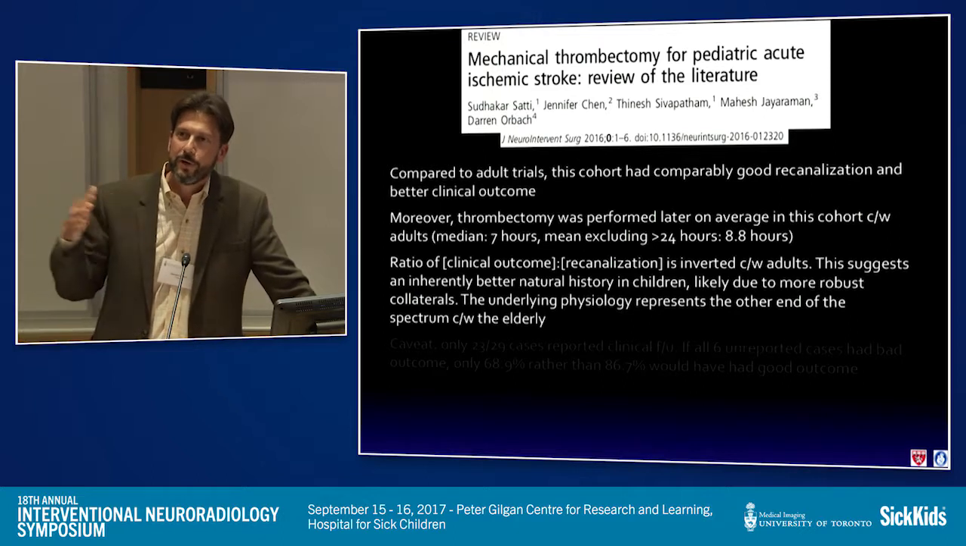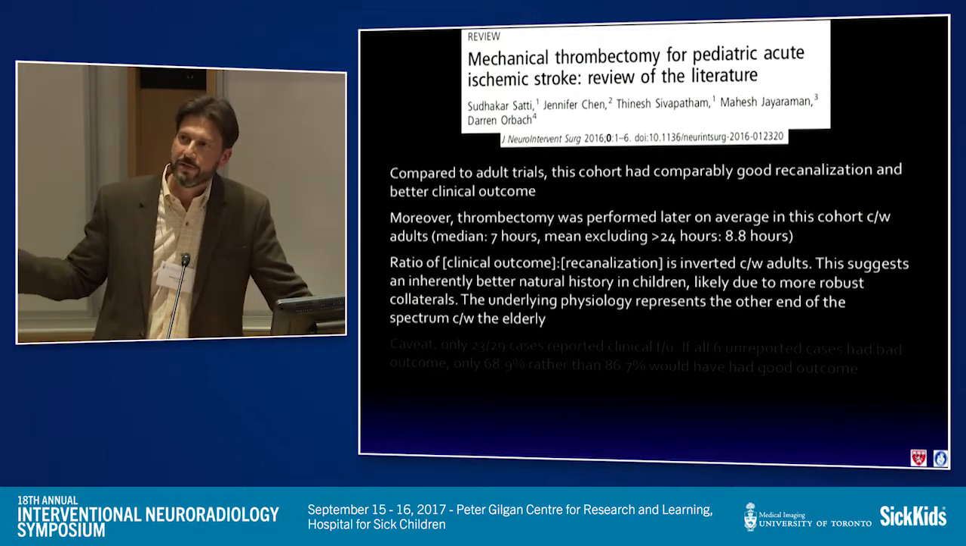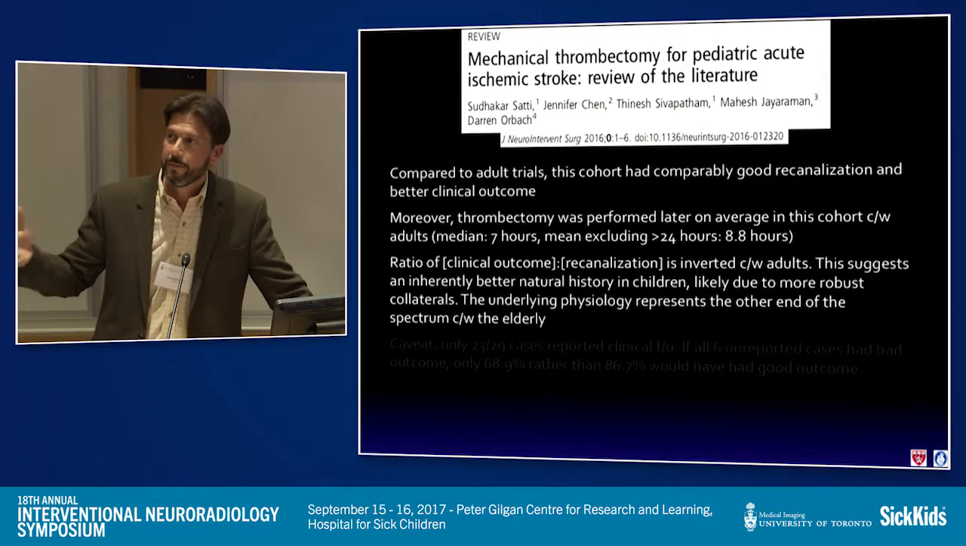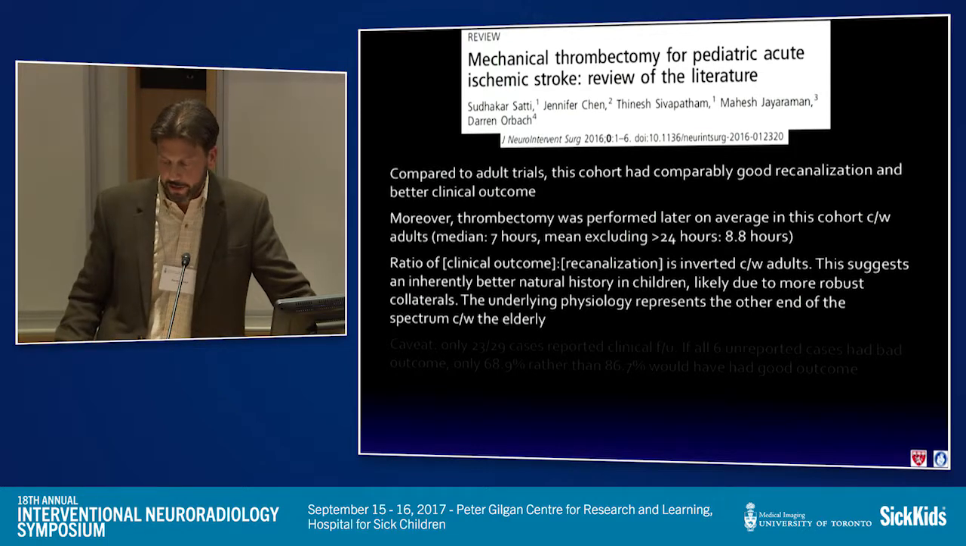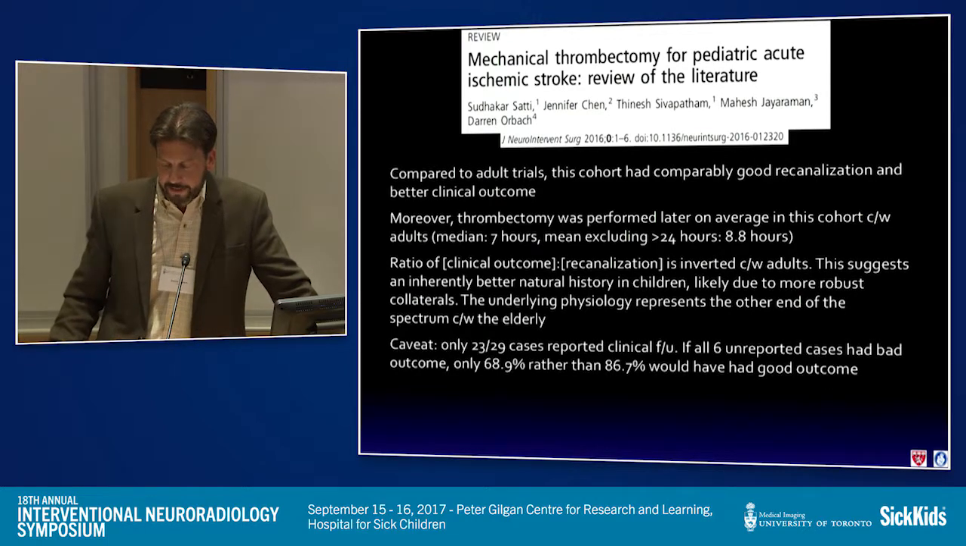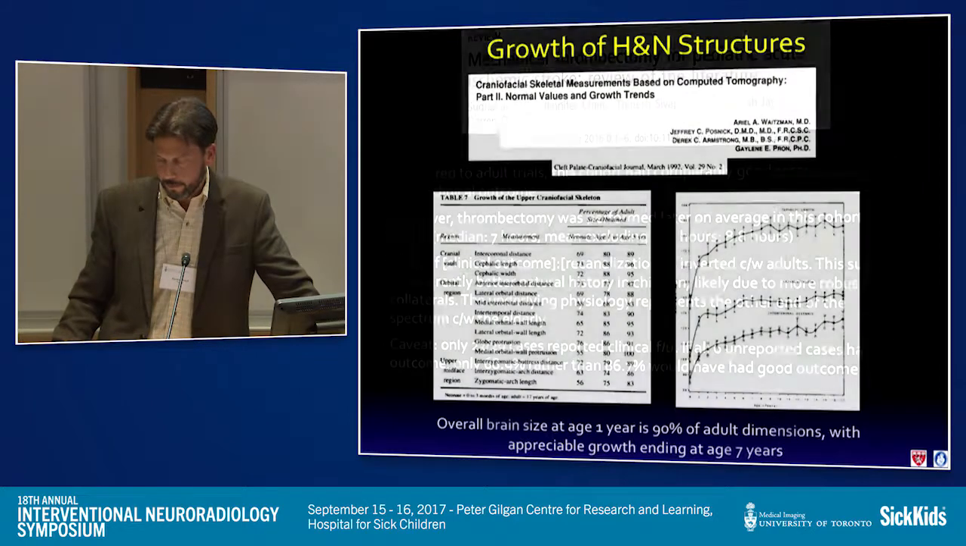I would argue it's the mirror image of what we see in elderly patients, where the clinical outcome with the very same recanalization rate is going to be poor because the collaterals are poor. In children, you probably are working with much better collaterals. And again, I'll just add the caveat that only 23 of these cases had any clinical outcome reported, and if all of those 6 cases that were left out had bad clinical outcome, then the good clinical result would go down to about 69% rather than 87%.